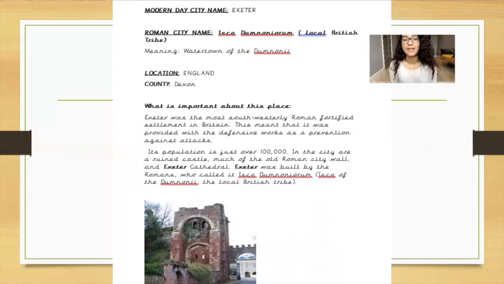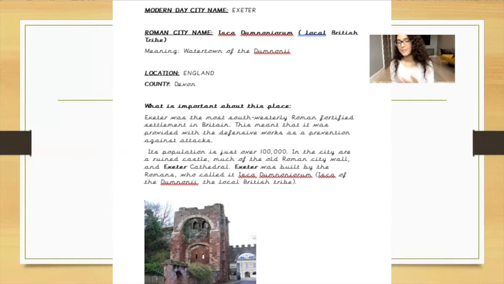Another modern day city name, Exeter. The Roman city name is Isca Dumnoniorium. It's a local British tribe. Meaning of it is Watertown of the Dumnoni. Location, England, and the county is Devon.